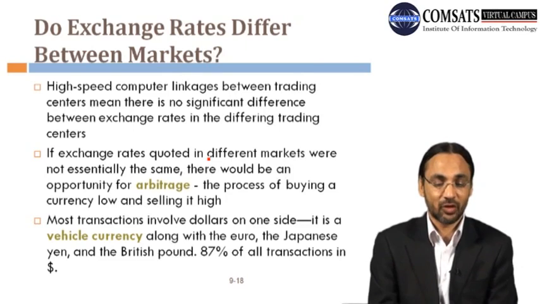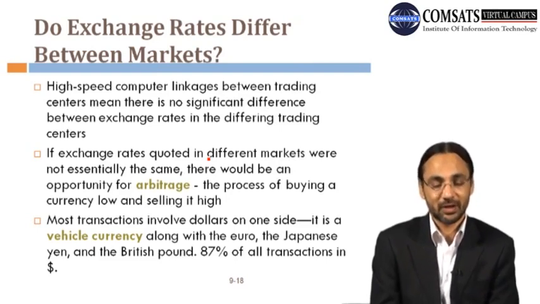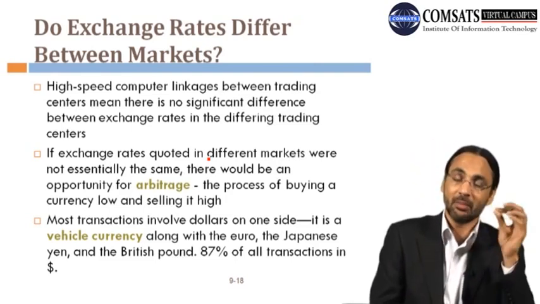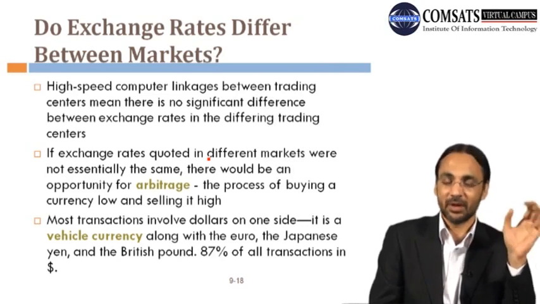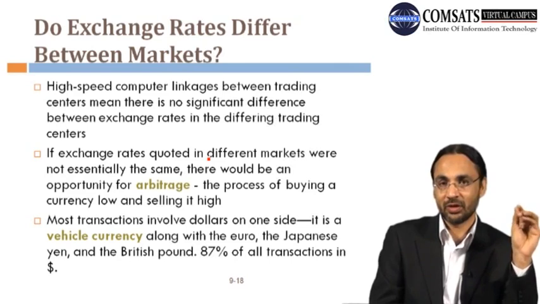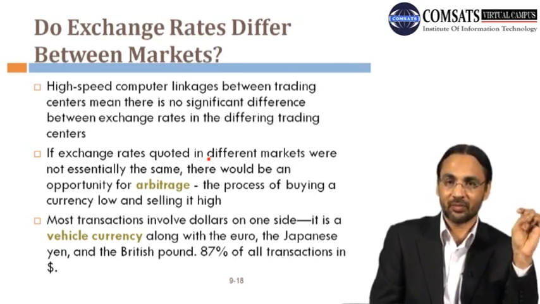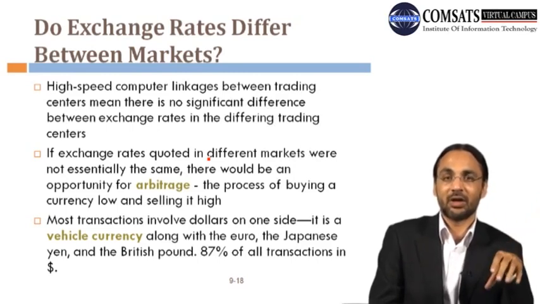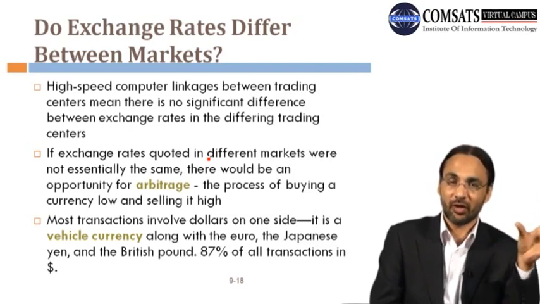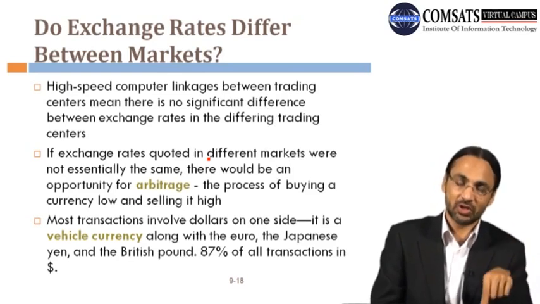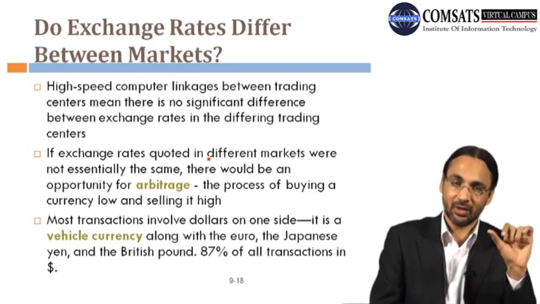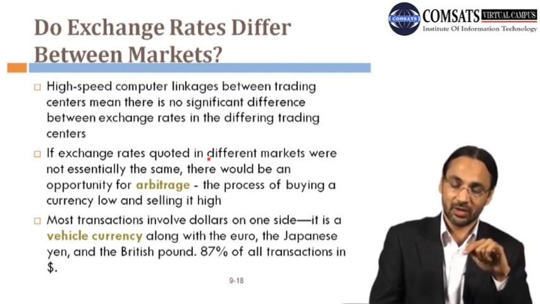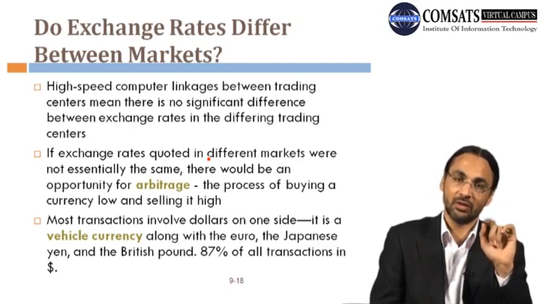Most transactions involve dollars on one side. It is a vehicle currency along with the euro, Japanese yen, and the British pound. The next important point is that the dollar is considered a vehicle currency. Everyone is willing to do the transaction or convert into dollars. It's not possible that you go somewhere and they say we don't take dollars. But for instance, if someone living in Sweden wants to convert into Chinese currency or Swiss franc, what are they going to do? First, they change the Swedish krona into dollars, then the dollars are converted into Swiss francs. That's why the dollar is considered the vehicle currency. And it's written here that 87% of all transactions are done in dollars.